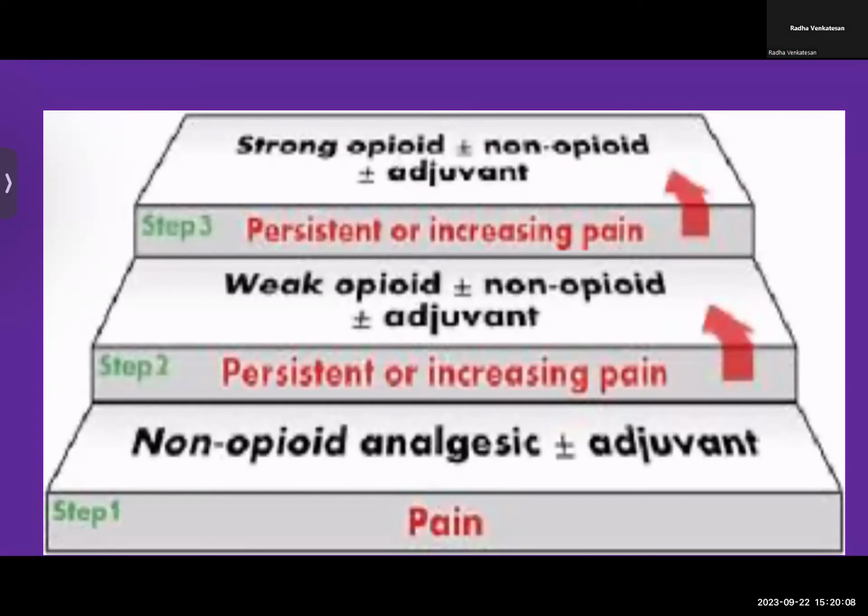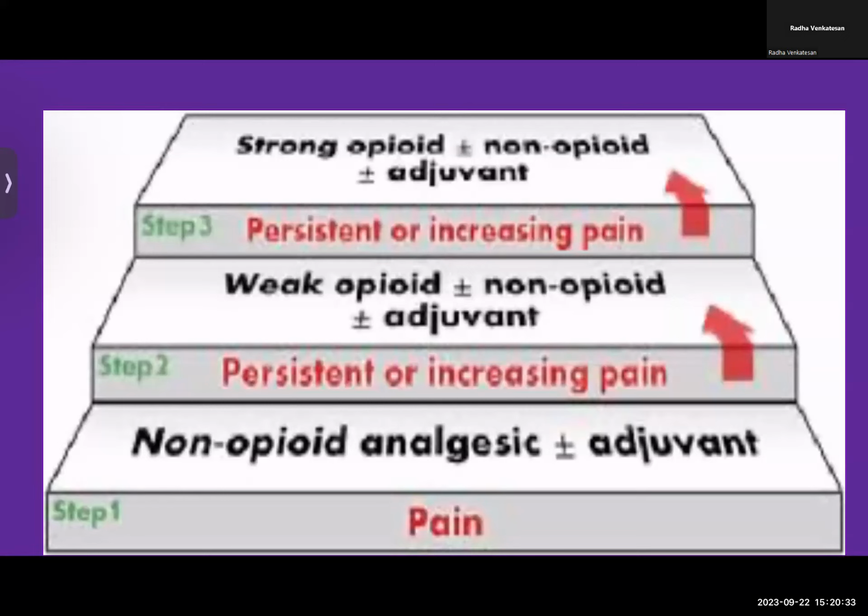Then you have step 3, where you have only strong opioid and non-opioid plus or minus adjuvant. See, 1 and 2 can be combined. 2 and 3 are not combined, but 1 and 3 are combined. Is that clear? This is very, very important. I am telling you many times because you have to understand this clearly.